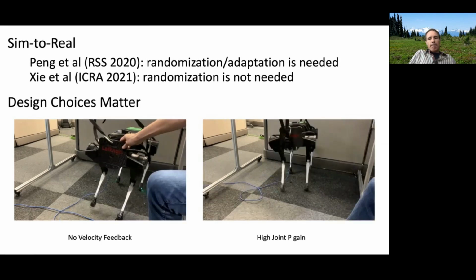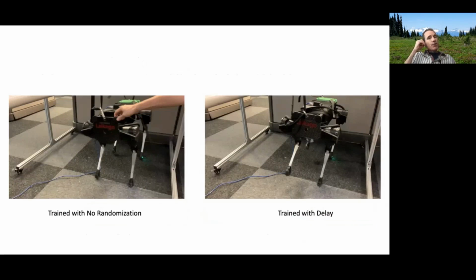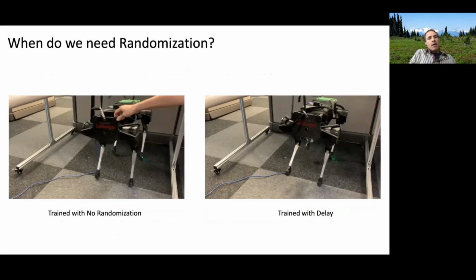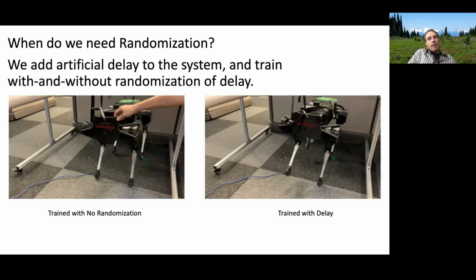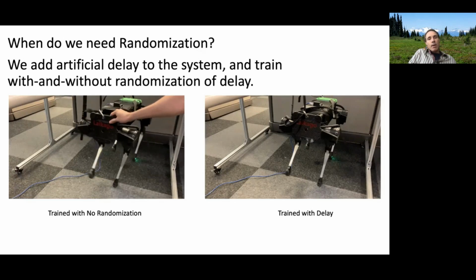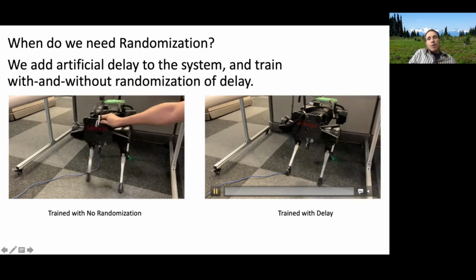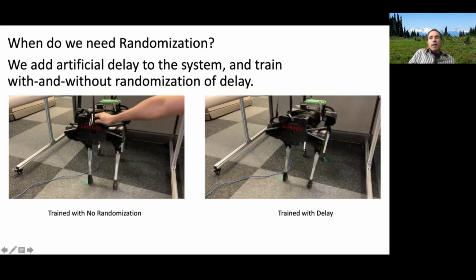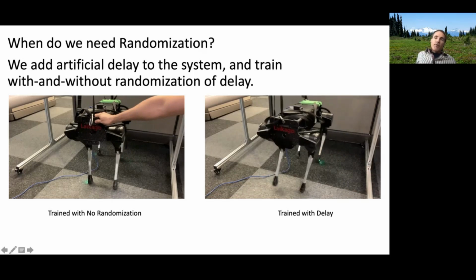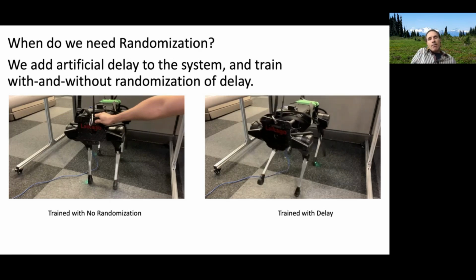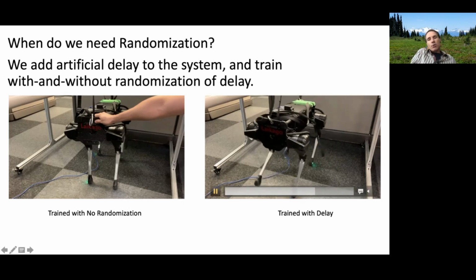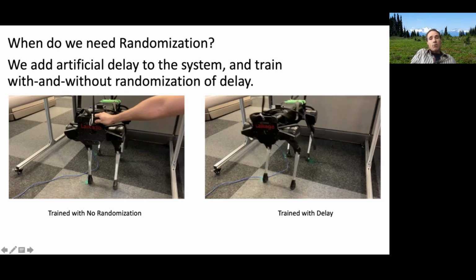Randomization can be really useful for other issues. If you don't know how much delay exists when running your robot, then that can be an issue. Here we're adding artificial delay to the system, and if we train without randomization on that delay, then the transfer is poor. So here we are training not only with delay but with randomized delay. If you're unsure about the delay that's actually in your control loop, then it's definitely worthwhile training with randomization in that delay. So there are cases where randomization can save you.